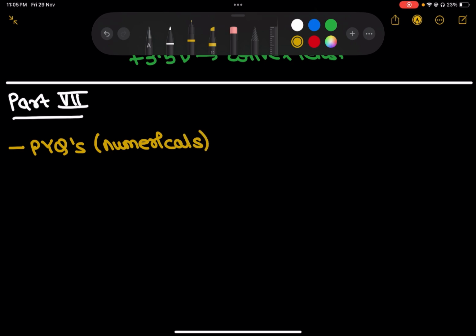PYQs, numericals. Usually from this topic, numericals itself come, not many theory questions. So PYQs, numericals of this chapter. I have tried to select as many different varieties as I could so that you can get an idea of what comes in the board. These numericals I have taken from this year, 2024's board papers, different sets. So let's see them one by one. Okay, so let's start.